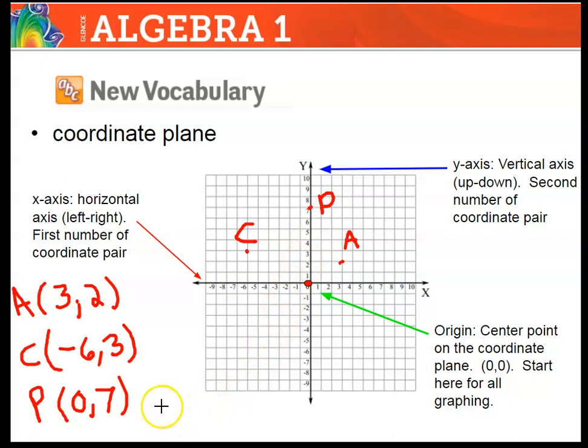And maybe I've got point T. Okay, so maybe I have this point (-4, 0). Well, I'd start here. I go -4 on my x, but then I don't go anything up or down. So that would be right there, and that would be point T. Okay, so that's a lot there on graphing in the coordinate plane.